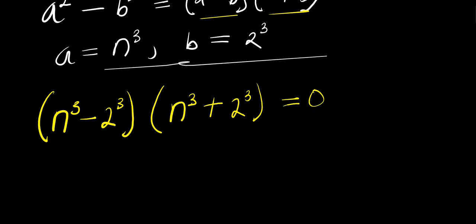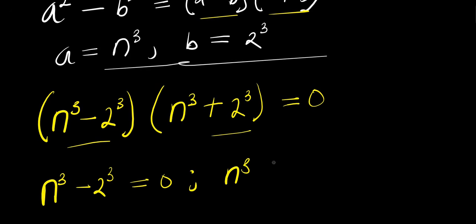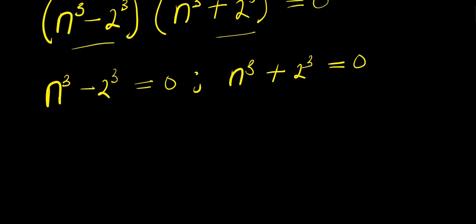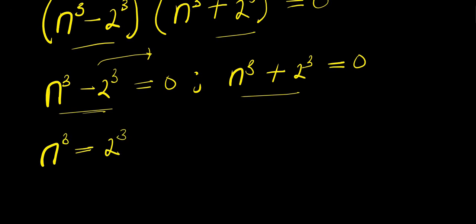So we are going to equate each of these to 0. n power 3 minus 2 power 3 equals 0. n power 3 plus 2 power 3 equals 0. Now let's solve these individual equations. We start with the first one here. I simply move this over here, as n power 3 equals 2 power 3. In fact, no need to move.